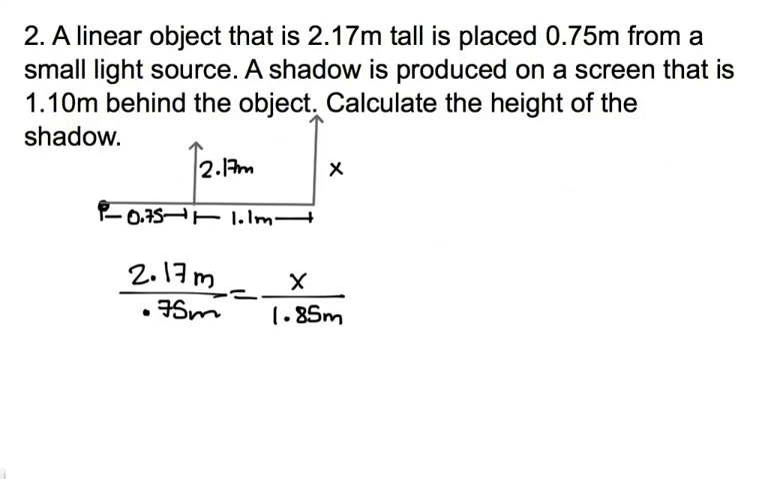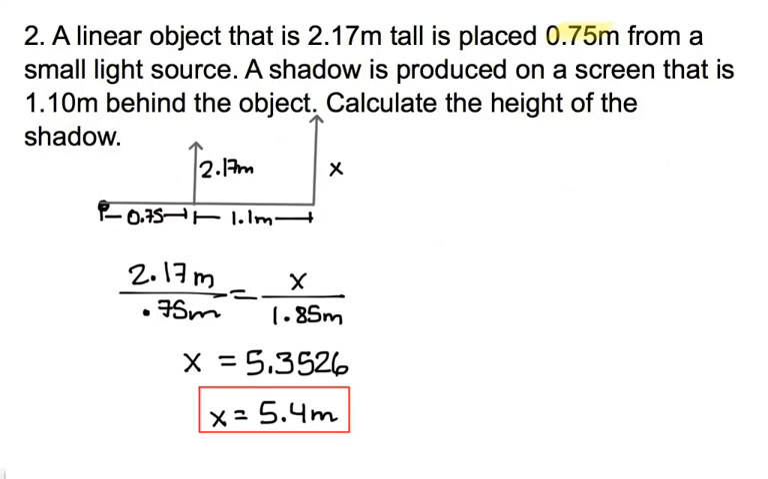So we solve for x by multiplying 2.17 times 1.85 and dividing that by 0.75. So x will equal 5.3526. We have 2 sig figs in our final answer, so x is going to be equal to 5.4 meters. Great. Let's take a look at our last example.